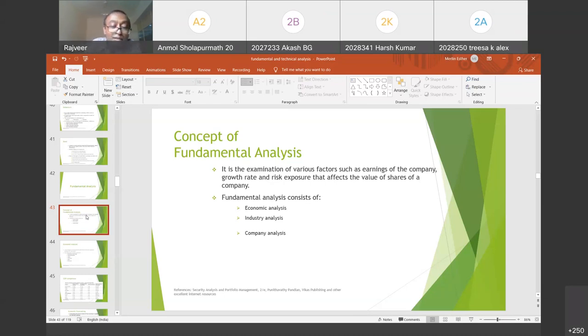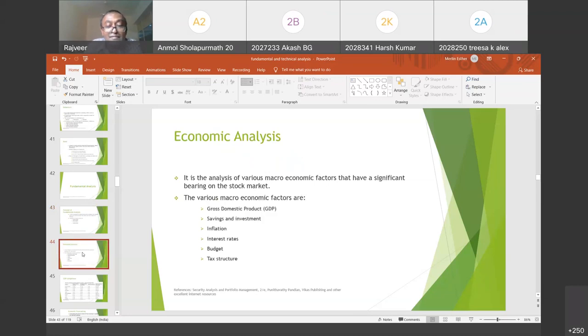So what are the parameters they're going to look at? You would have studied these from your basic economics. GDP, savings and investment. Each parameter is going to be evaluated for each one of those countries. And if they find a country with favorable parameters in most of these things, then they will shortlist that country. Okay, so that is economic.